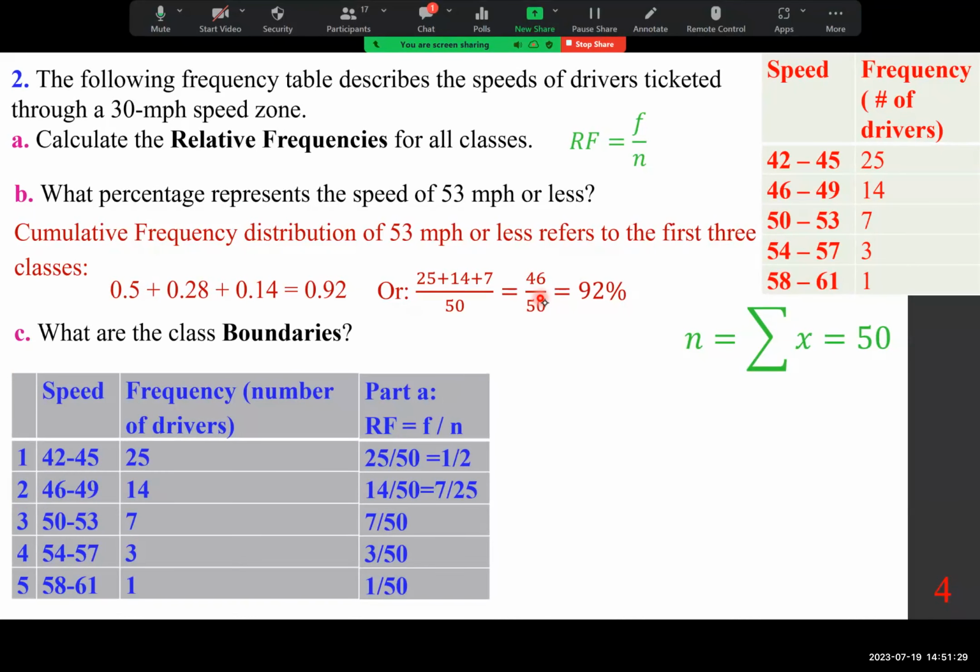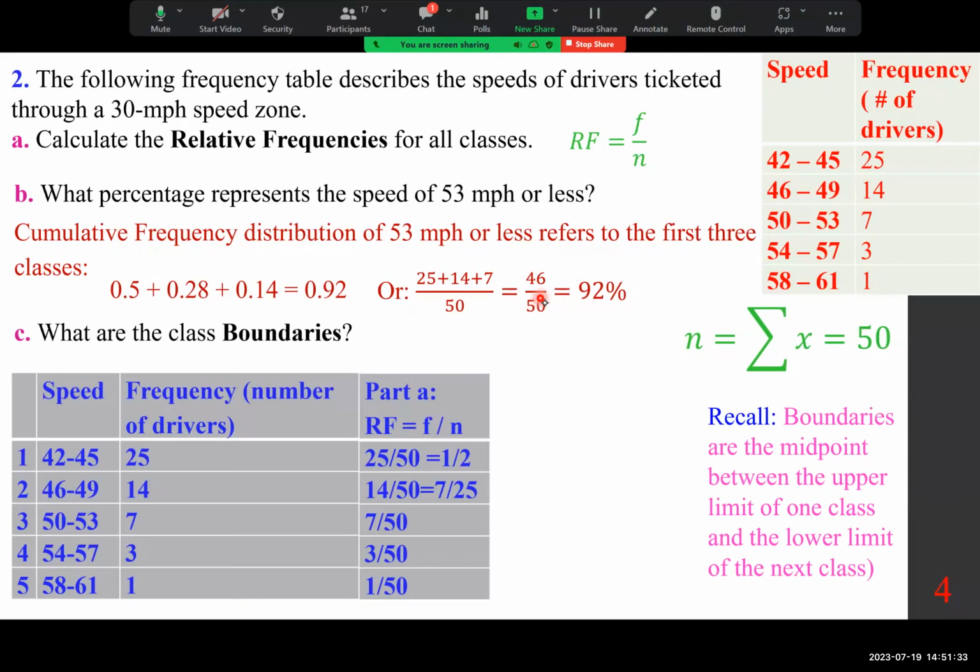What are the class boundaries? Again, reminding you to find the boundaries. We find the midpoint between the upper limit of one class and the lower limit of the next one. So for example, these two will give us 45.5. So we're going to put 45.5 here, 45.5 here.